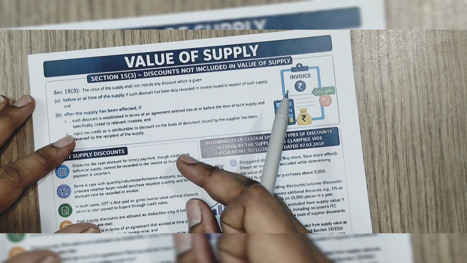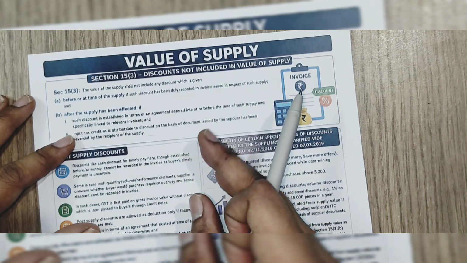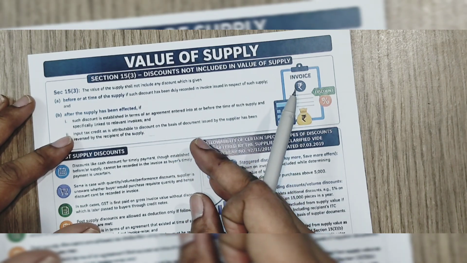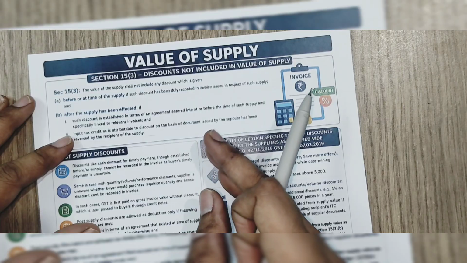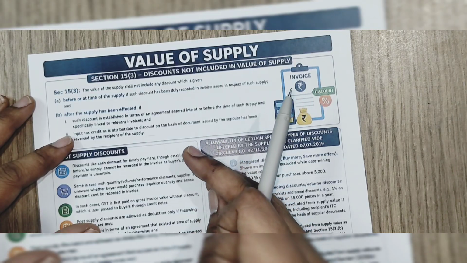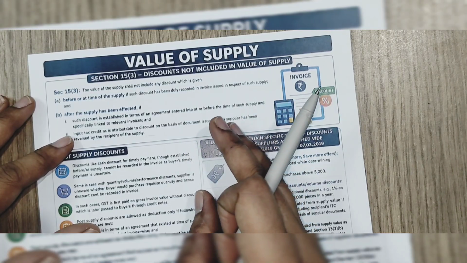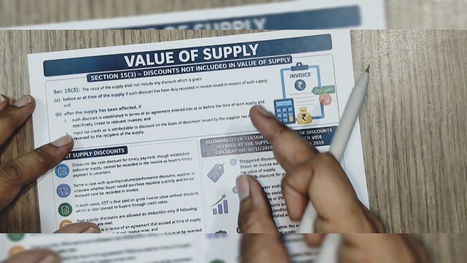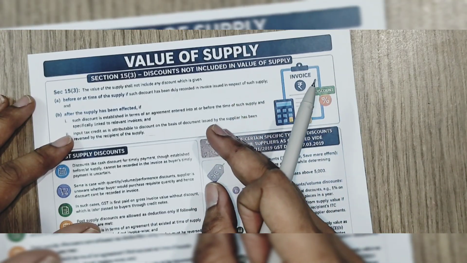You will go for shopping often, no? If you purchase 5,000, they will give 500 rupees of discount on net value. That is the pre-supply discount that will be included.